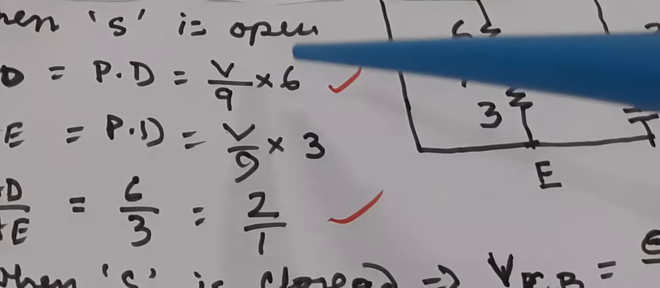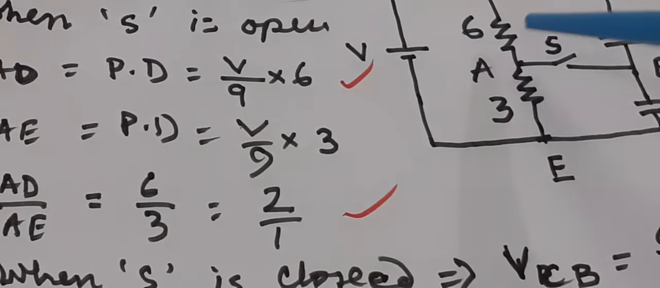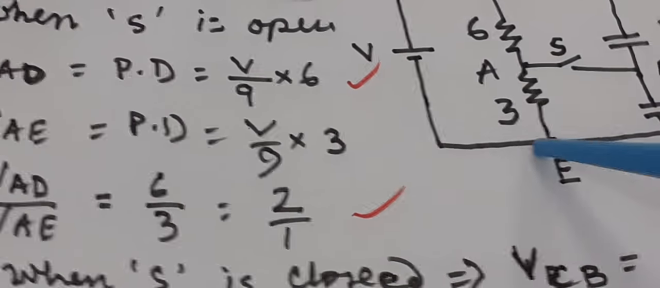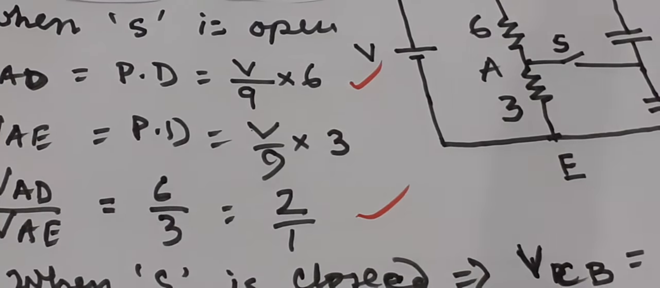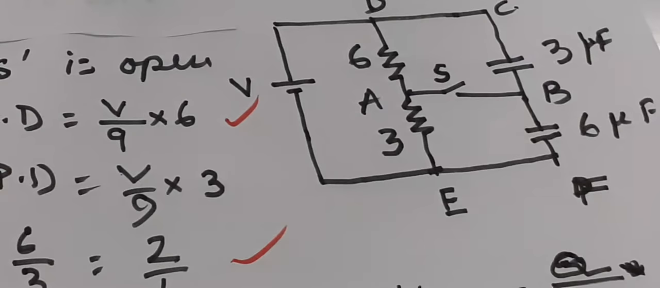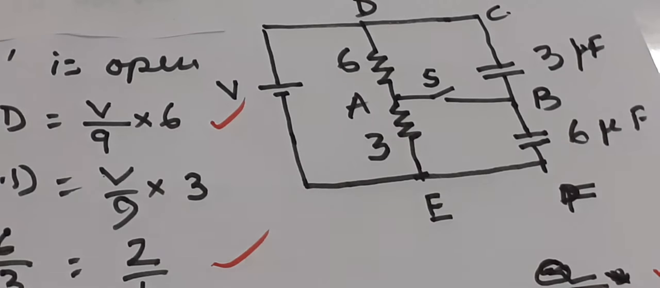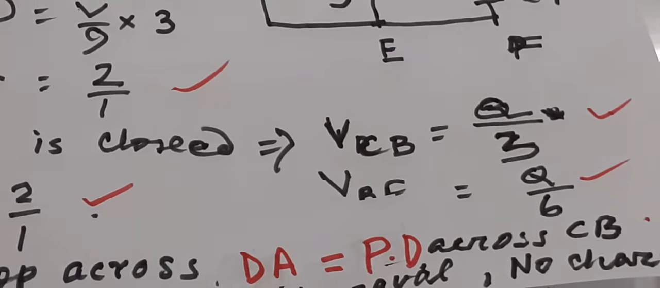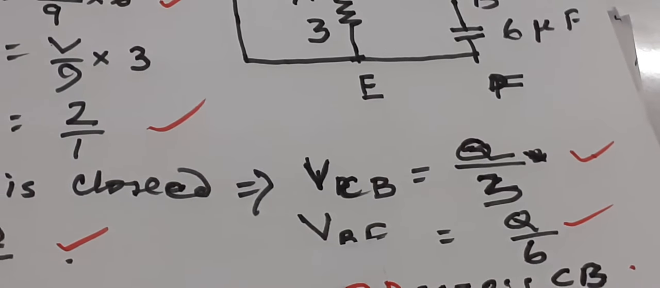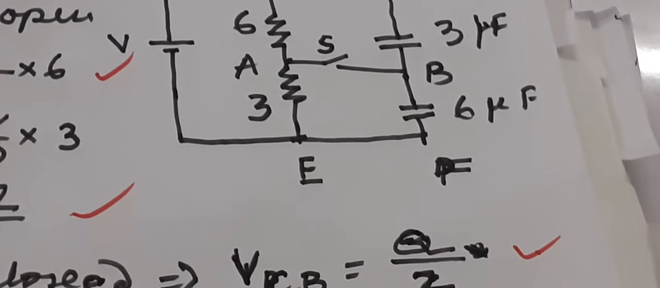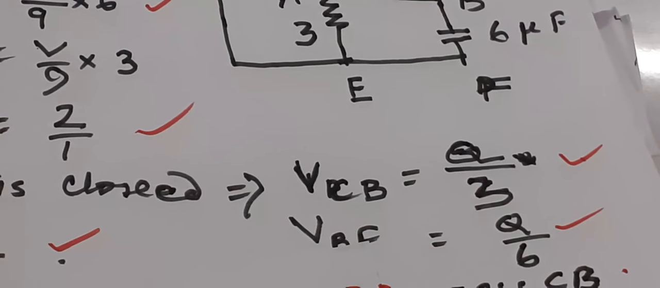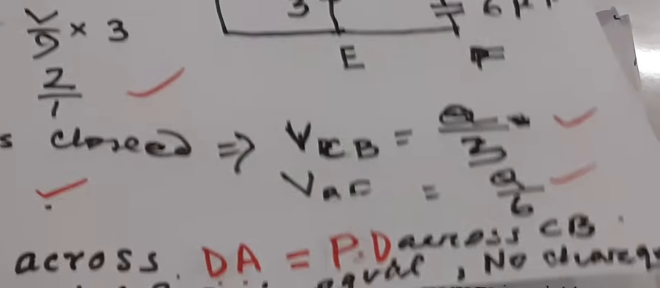Total drop is this one. If you say this, that means 2 by 3 will be the potential drop here, 2 by 3 into V, and here it will be 1/3. Now come to the other side, where capacitances are there. Here the charges are Q, because they are in series. Then the drop across the 3 microfarad capacitor will be Q by 3 in terms of volts. Similarly for the other capacitor, it will be Q by 6. Take the ratio, you will get 2:1.